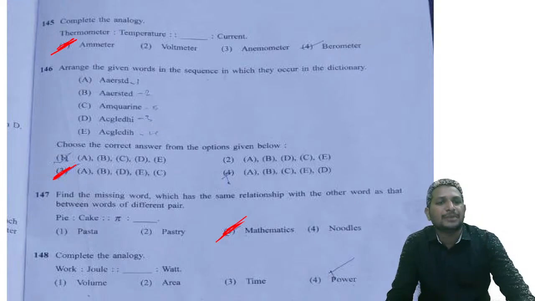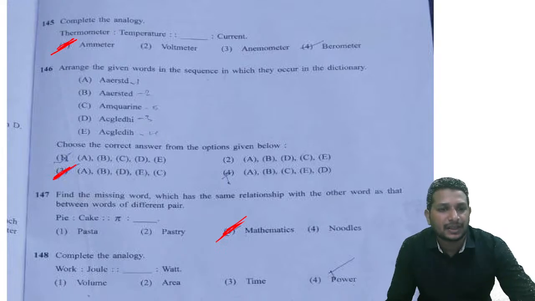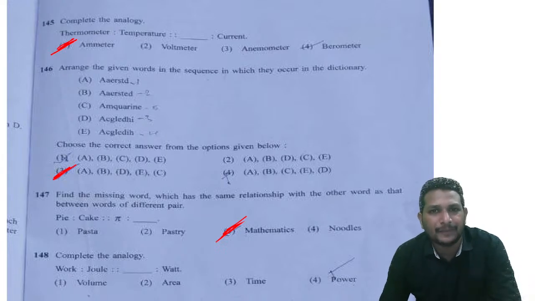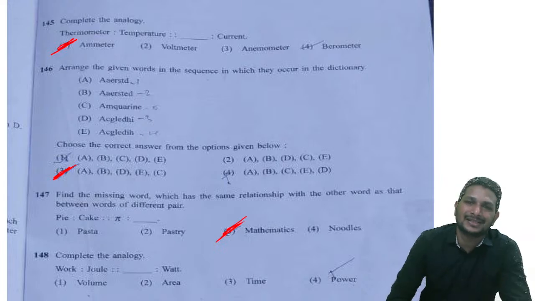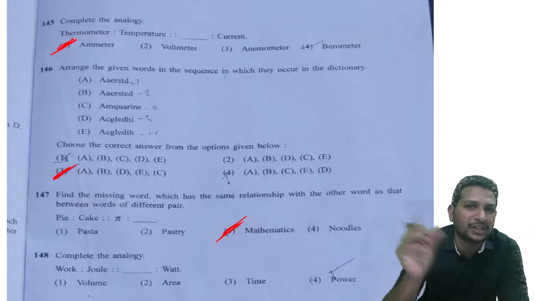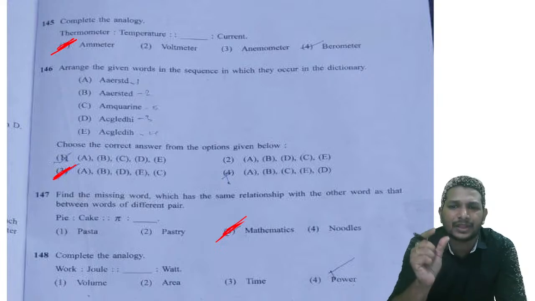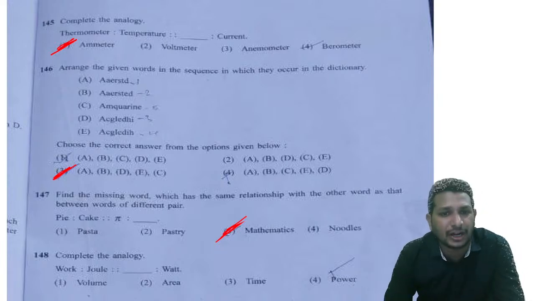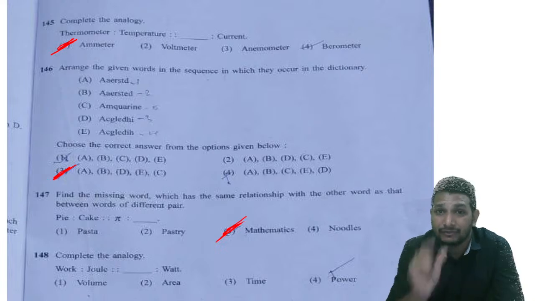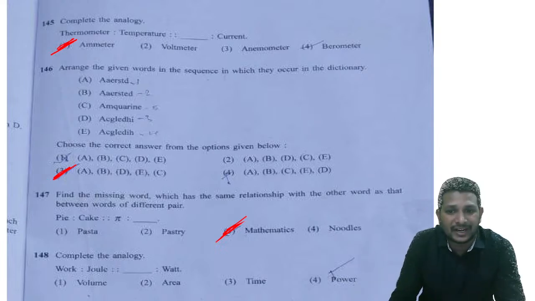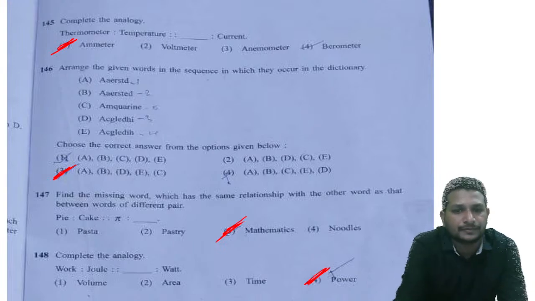Okay. Now question number 148. Work, Joule. As you have studied in science, the SI unit of work is Joule. In the same way, for which quantity is that the SI unit? Power, right? So the answer for this question is option 4.